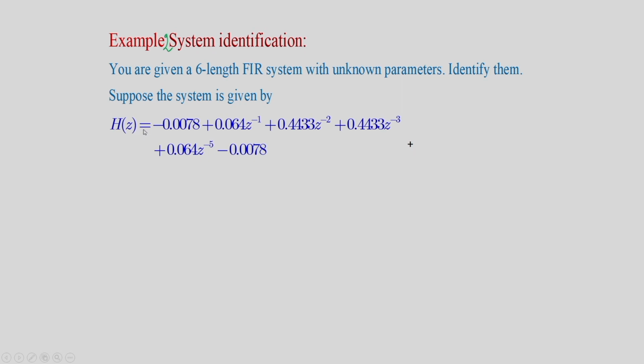6-step FIR system. H(z) is given by minus 0.0078 plus 0.064 z to the power minus 1 plus 0.4433 z to the power minus 2 plus 0.4433 z to the power minus 3 plus 0.064 z to the power minus 4 minus 0.0078 z to the power minus 5. This is the transfer function of the unknown system which we want to identify.